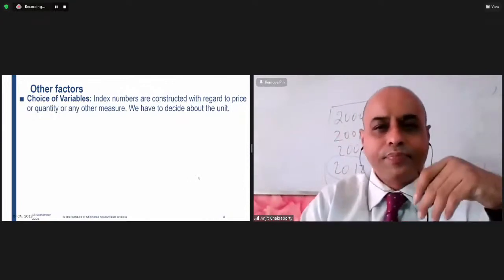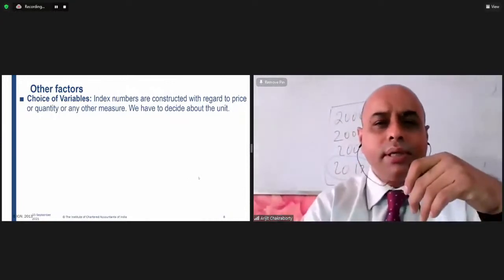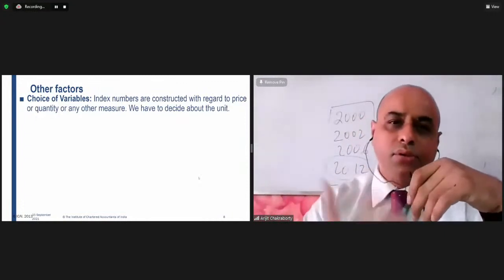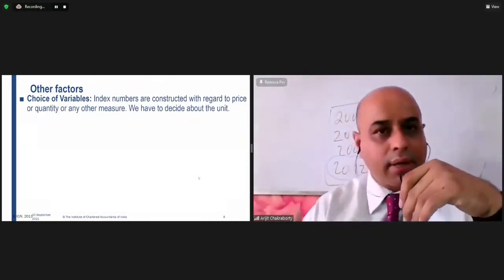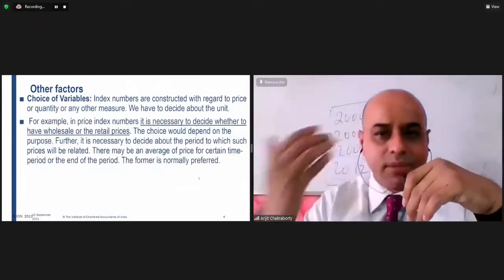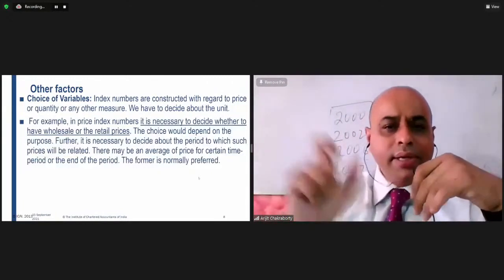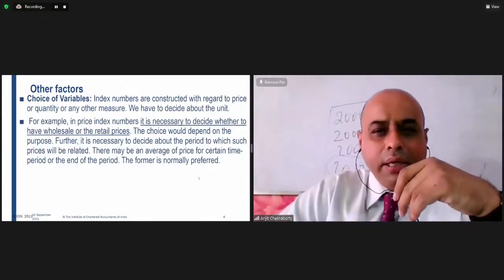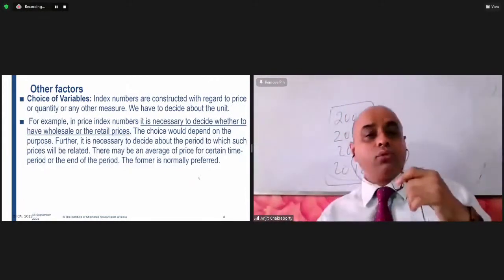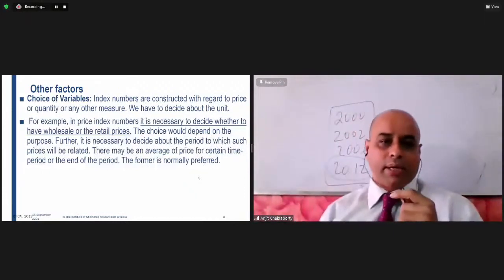So if we look at the study material, we have some additional points which we need to know and learn. Index numbers are constructed either with regard to price or quantity, and it can be with other measures, other factors as well. And we must decide that. There is an example. Suppose in the case of price index, it is necessary to decide whether to have a wholesale price or a retail price.